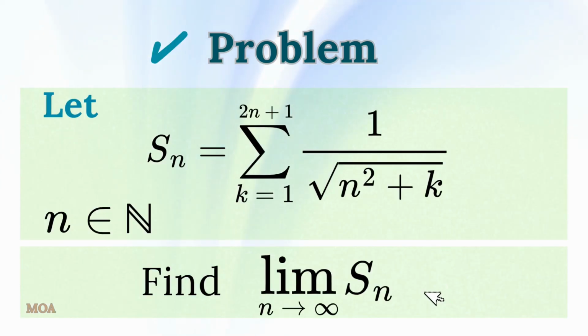In this problem, let the sequence S sub n equal the sum from k equals 1 to 2n plus 1 of the quantity 1 over the square root of n squared plus k, where n is a natural number. The question is, find the limit of the sum S sub n as n approaches positive infinity.